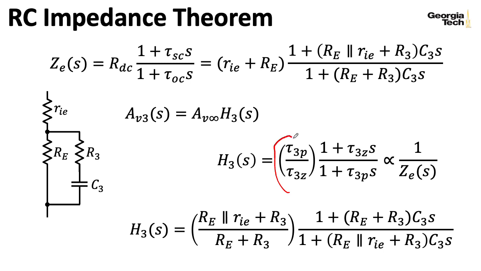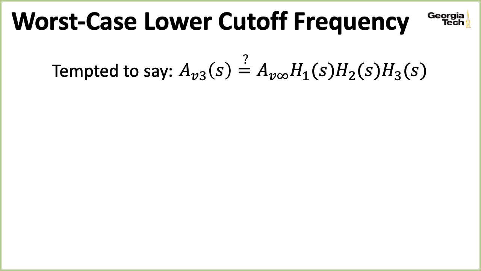Now we do have this constant in front here to make sure that this transfer function is properly normalized. But an interesting thing to note is we didn't actually need RDC. This winds up washing out in the analysis. Now we considered the capacitors one at a time, and for each capacitor we computed a transfer function. And you might be tempted to just multiply those transfer functions together to incorporate the effects of all of the capacitors. But that usually doesn't work out very well.